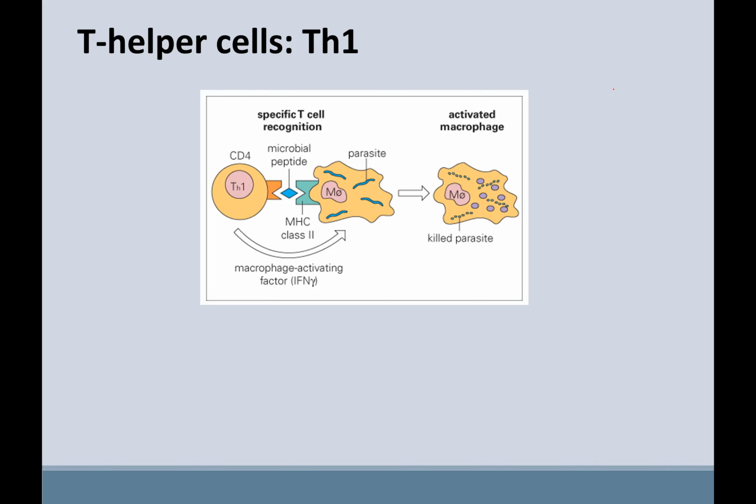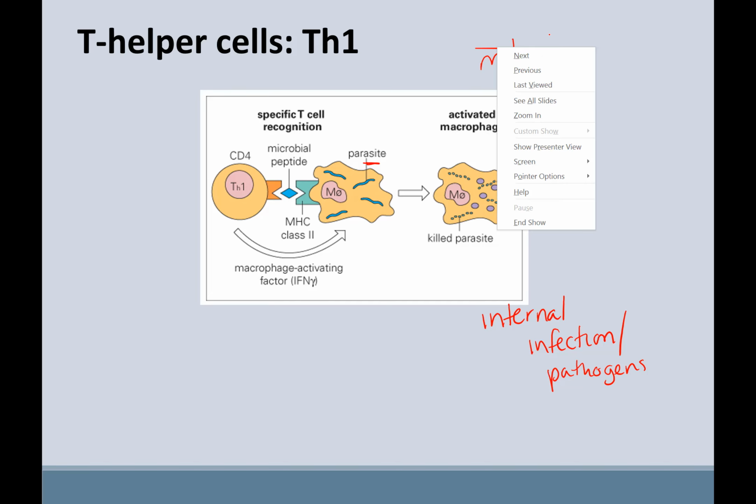The Th1 or the T helper cells. These are really good for internal infections or internal pathogens. So you can see there's a parasite inside the macrophage.